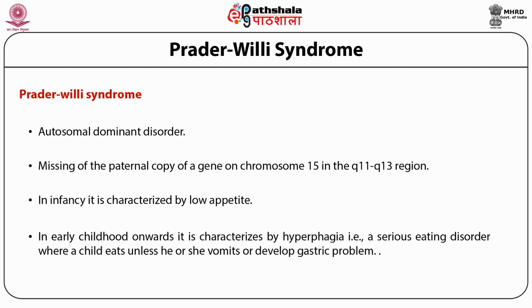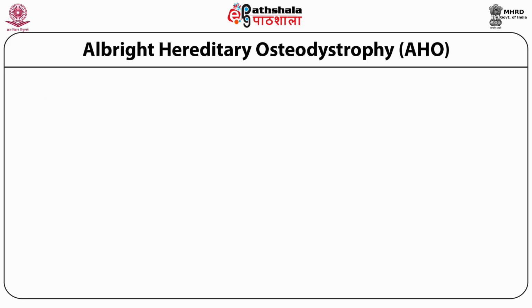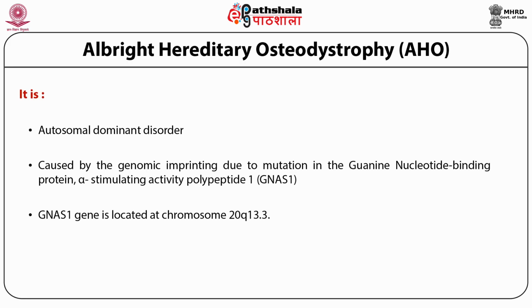The next is Albright Hereditary Osteodystrophy, AHO. It is an autosomal dominant disorder. It is caused by genomic imprinting due to mutation in the guanine nucleotide binding protein, alpha-stimulating activity polypeptide 1.